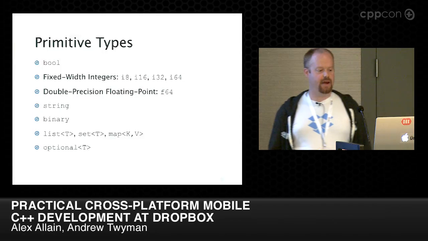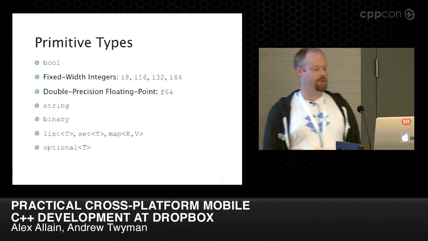If I have time to look at the example, I can show you that. But it would be an array list in Java, an NSArray in Objective-C, and the corresponding types for these other things. The maps we use and sets are actually hash-based, so it's unordered_map.